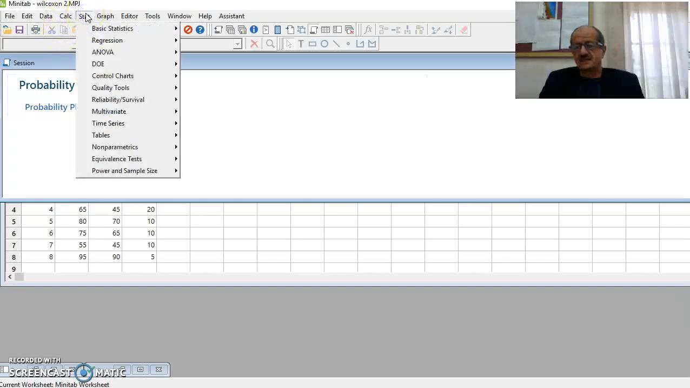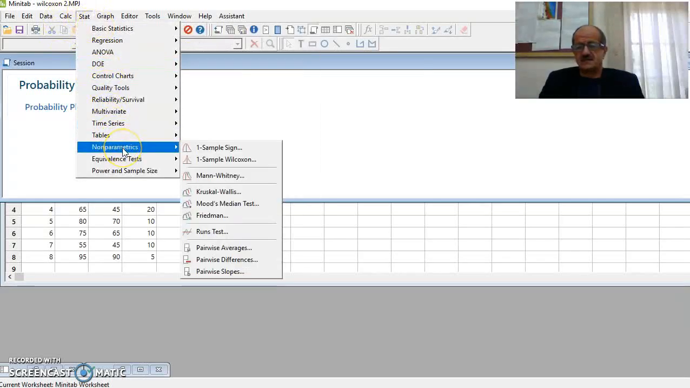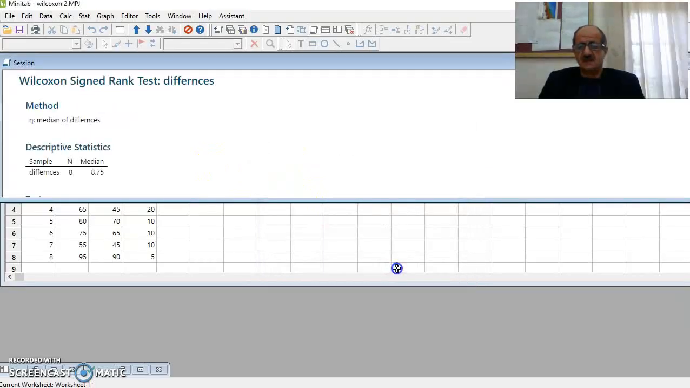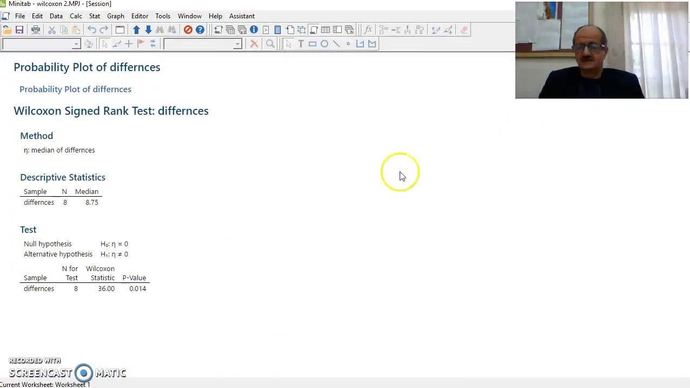Statistics, non-parametrics, one-sample Wilcoxon. Again, our variable is the differences. Test median. Okay, here are our results. Again, the null hypothesis, the alternative hypothesis, and the p-value indicate a significant difference between the two groups, since the p-value is less than 0.05, at 0.014.